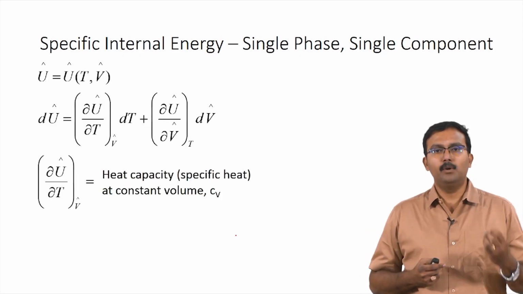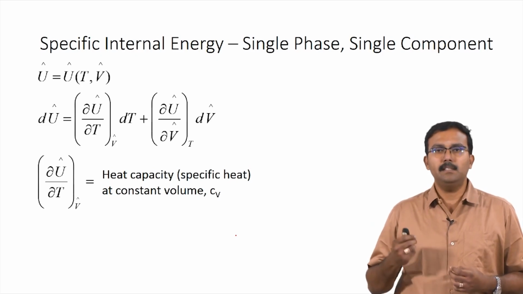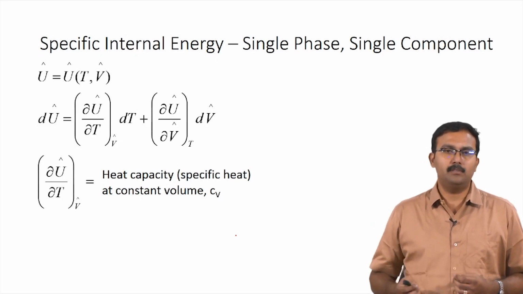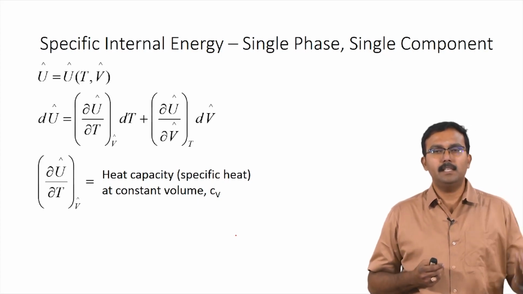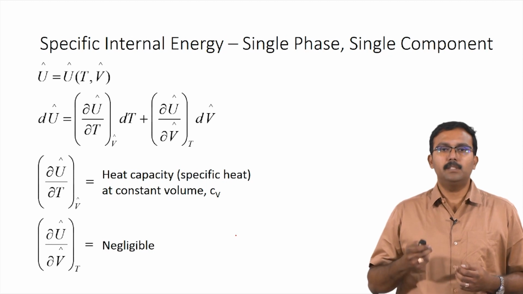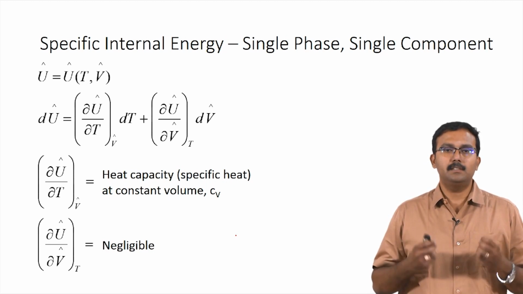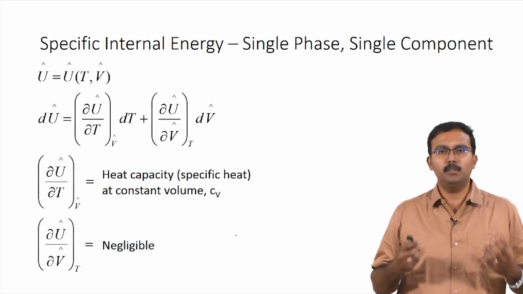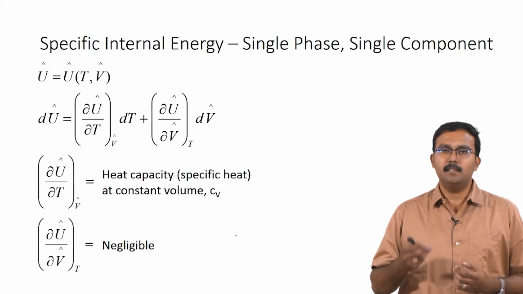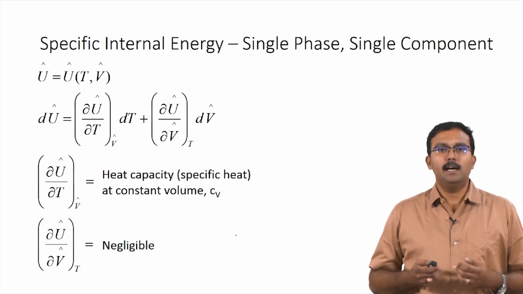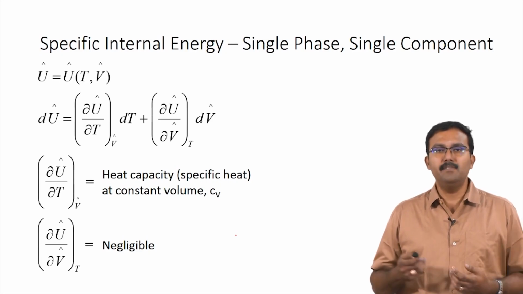The term dou u cap dou T at constant volume is called the heat capacity or the specific heat capacity at constant volume. So, this term is used when we calculate change in internal energies. The second term, which is dou u cap dou V cap, is usually negligible because change in internal energy is almost 0 when the process is isothermal. So, for this reason the second term can be eliminated and the equation can be simplified to du cap equals Cv dT.